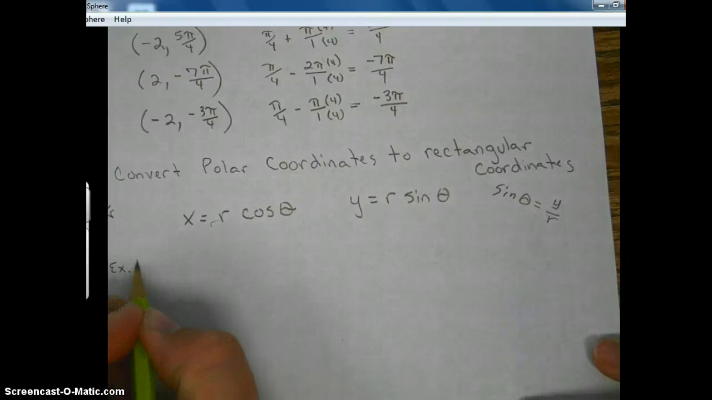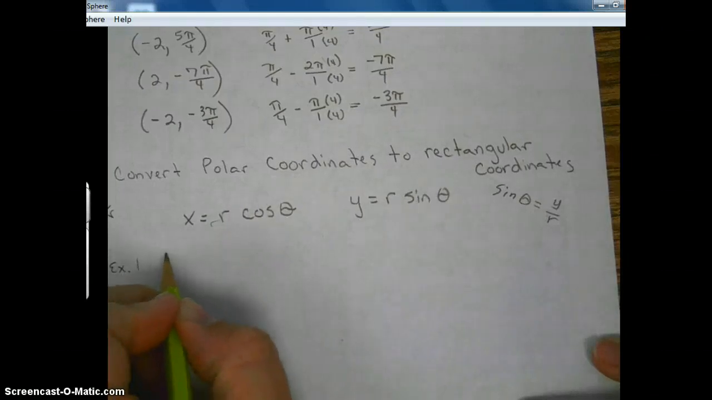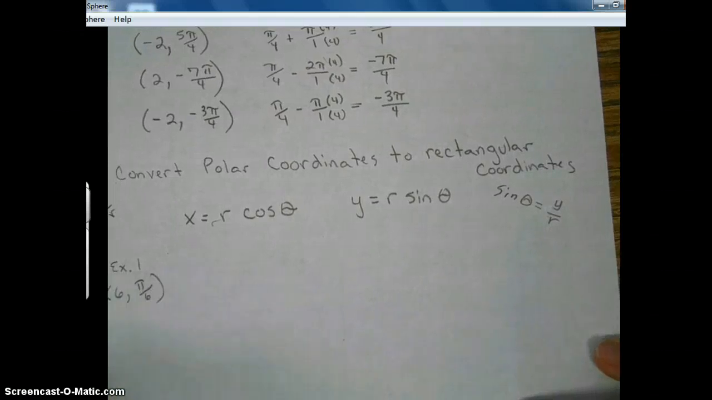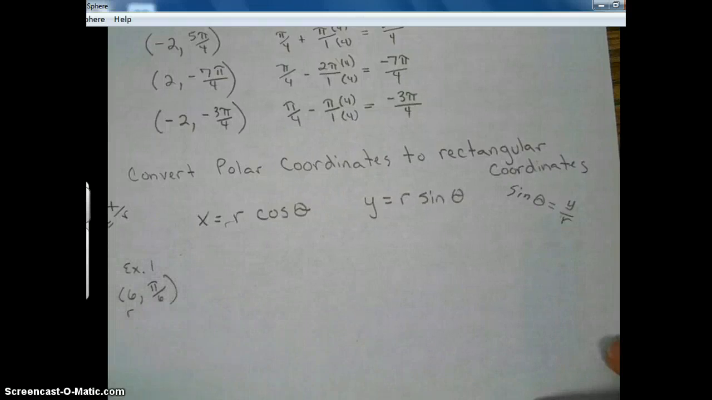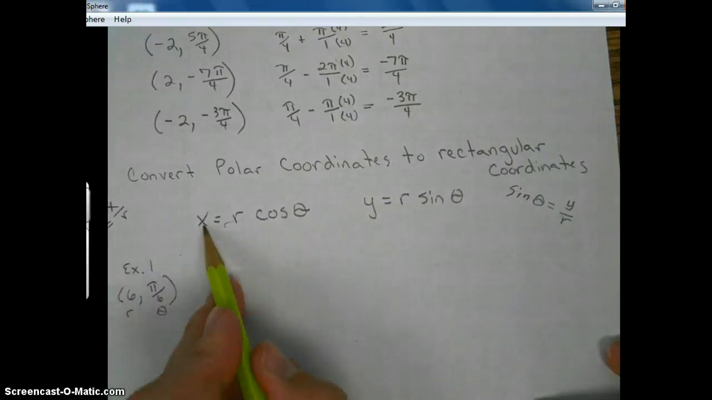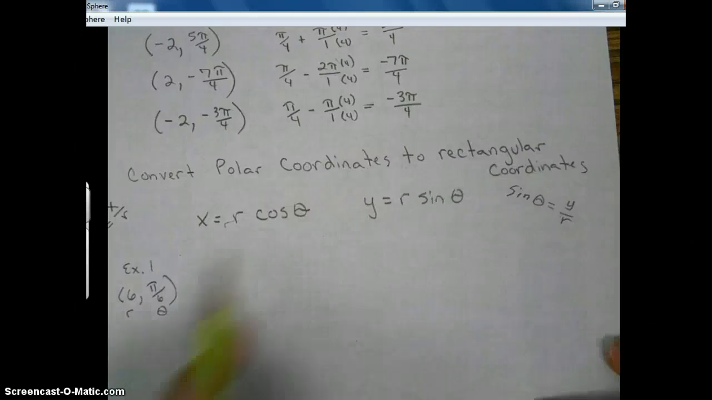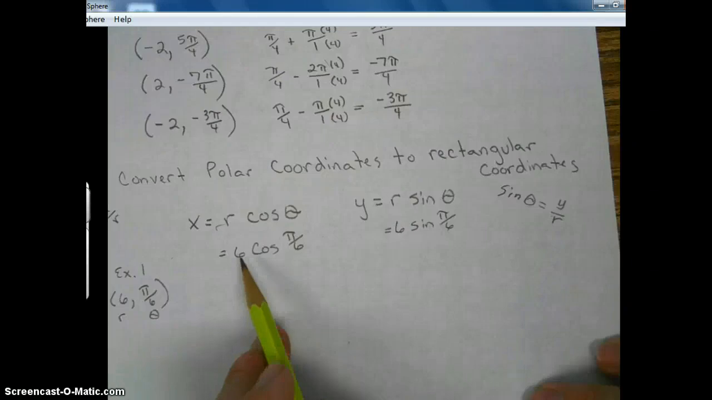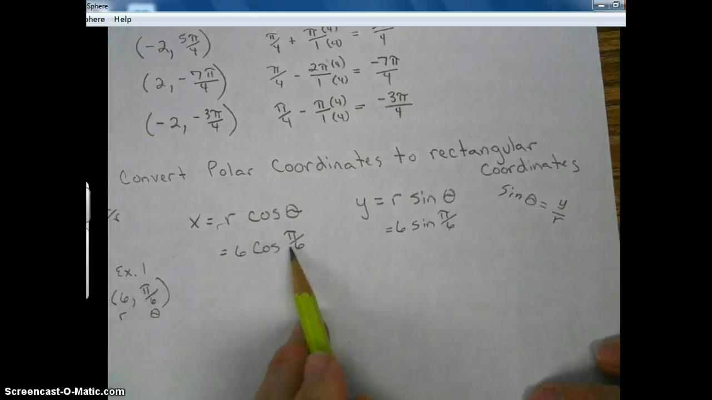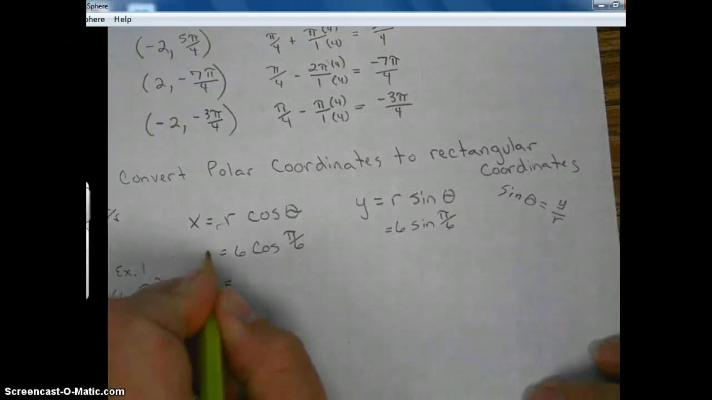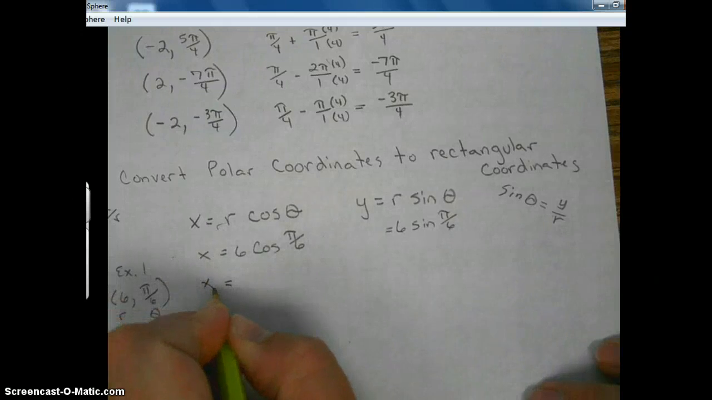Example 1, we have a polar coordinate of 6, comma, pi over 6. So we know this is our r value, and this is our angle. To find the x coordinate of our rectangular coordinate, we just plug them in. So we're going to have 6 times the cosine of pi over 6. Make sure you're in radians.